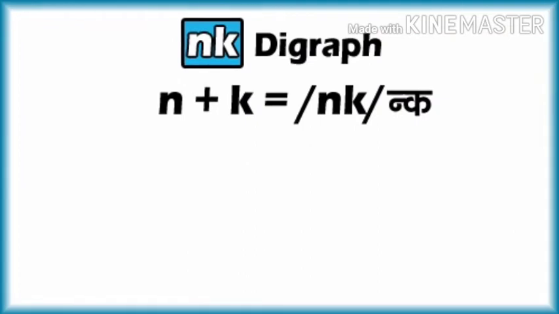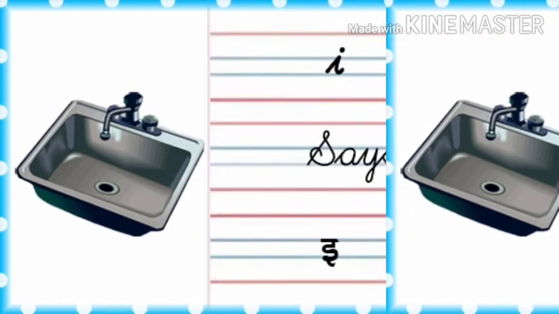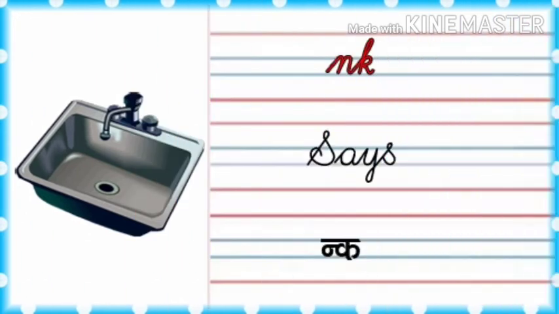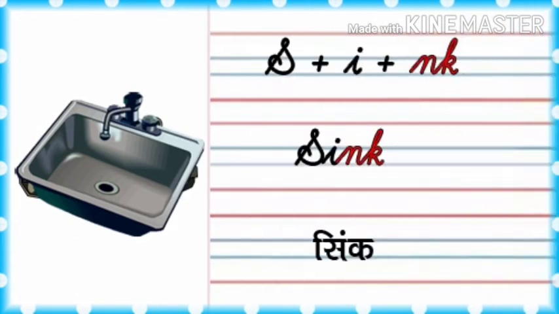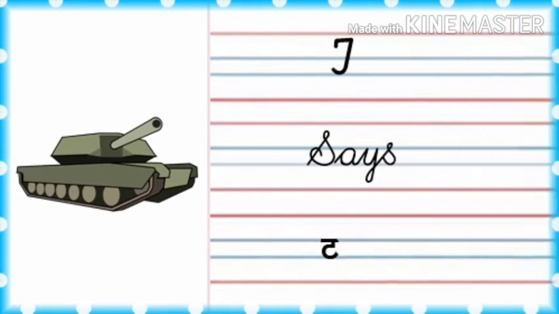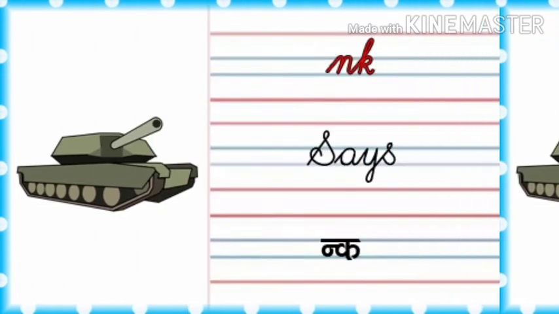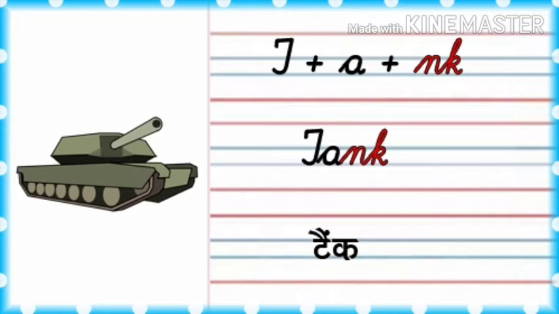Digraph NK says ngk. Mostly this digraph is found at the end of the word. S says s. I says i. NK, ngk. S-i-nk, sink. T says t. A says a. NK, ngk. T-a-nk, tank.